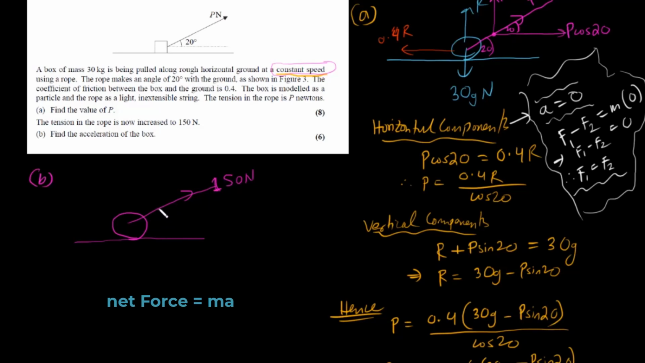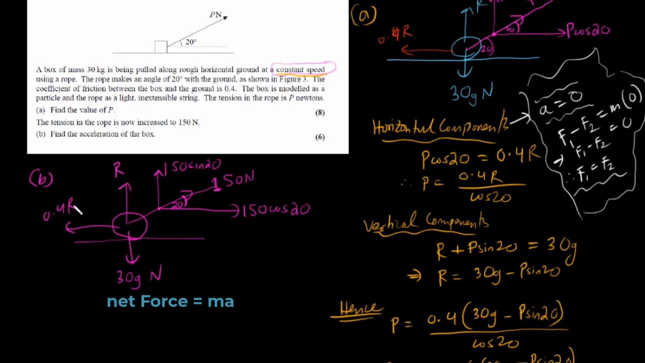The angle and everything is the same. So the components are one over here, one over here. The angle would be 20 degrees just like before. This would be 150 cos 20, and this would be 150 sin 20. And we have weight over here, which is 30 kg, so 30g Newton. We have the normal reaction force, which is R. Then again mu is always the same, 0.4 like before, μR. Since this object is accelerating towards the front, it is moving in this direction.